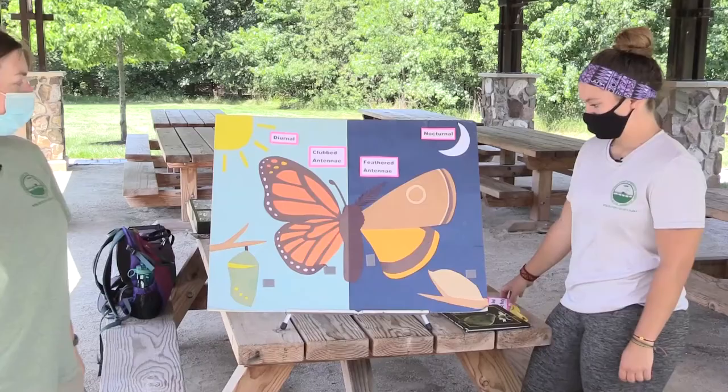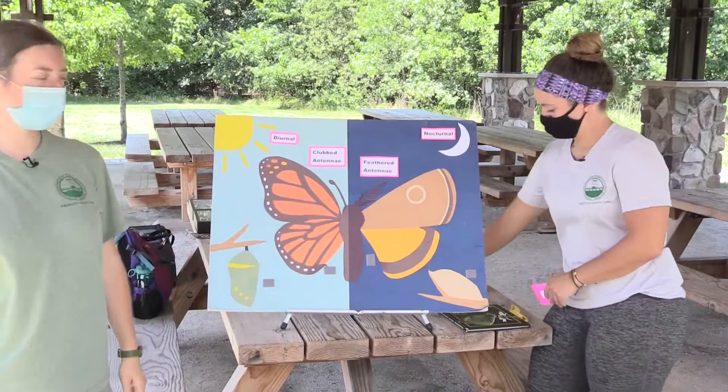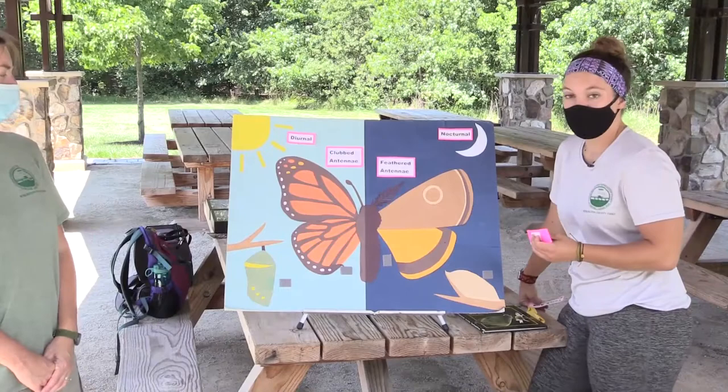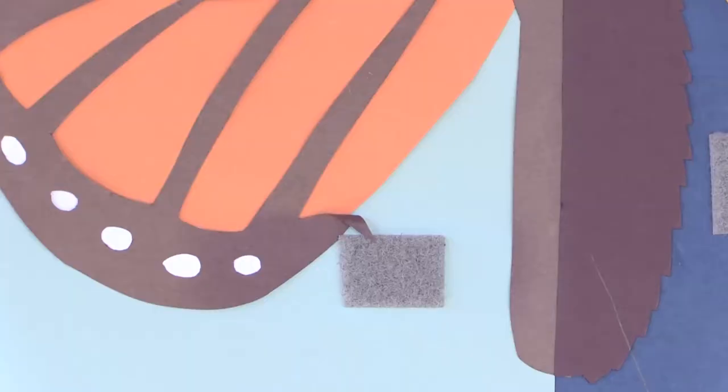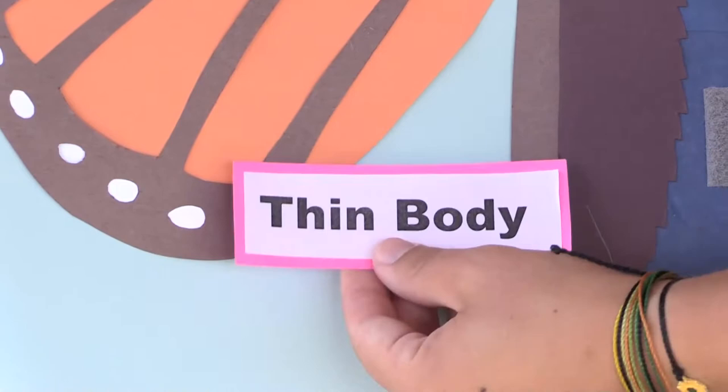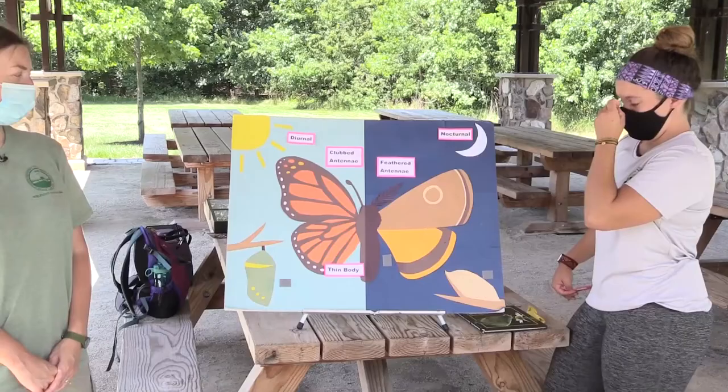Do you see a difference in their body? Butterflies are usually going to have a thinner body, as you can see in the picture here. And moths are going to have a thick and fuzzy body.